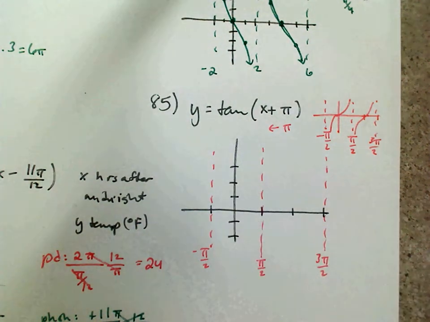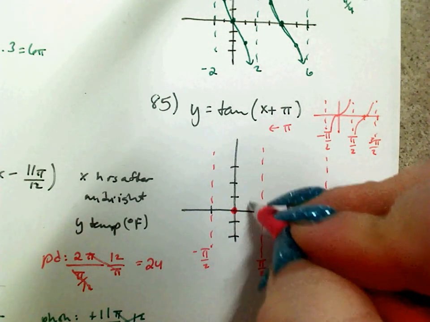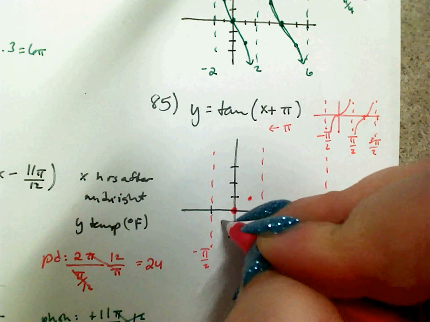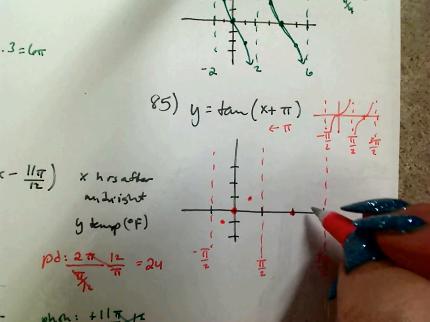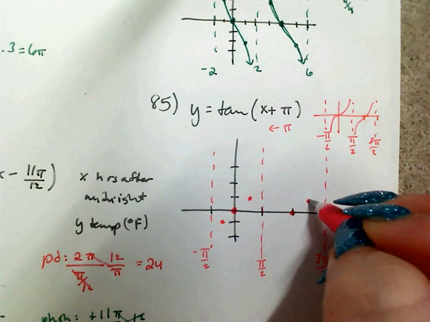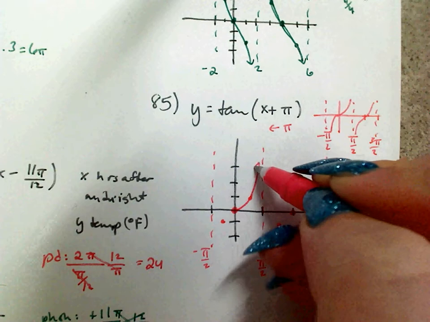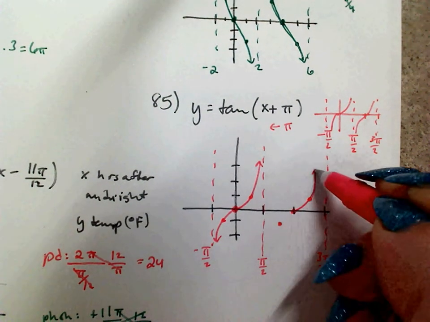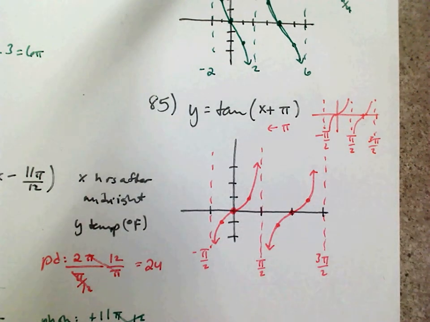So my tangent wave, midline, and then halfway between here and here, up 1, and halfway down 1. Yes. And so then there we go, and we've got this, and we've got that. And so there are my 2 periods of my tangent wave, shifted to the left pi. Okay.